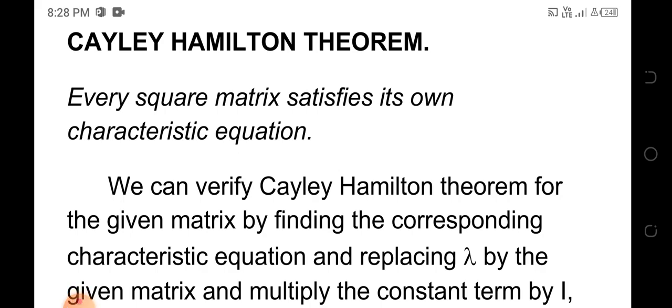So today we are going to see the topic called Cayley-Hamilton theorem, which is the last topic of the matrices. First you have to know the statement of the Cayley-Hamilton theorem. So what we have to do is every square matrix satisfies its own characteristic equation. This is the statement of the Cayley-Hamilton theorem.